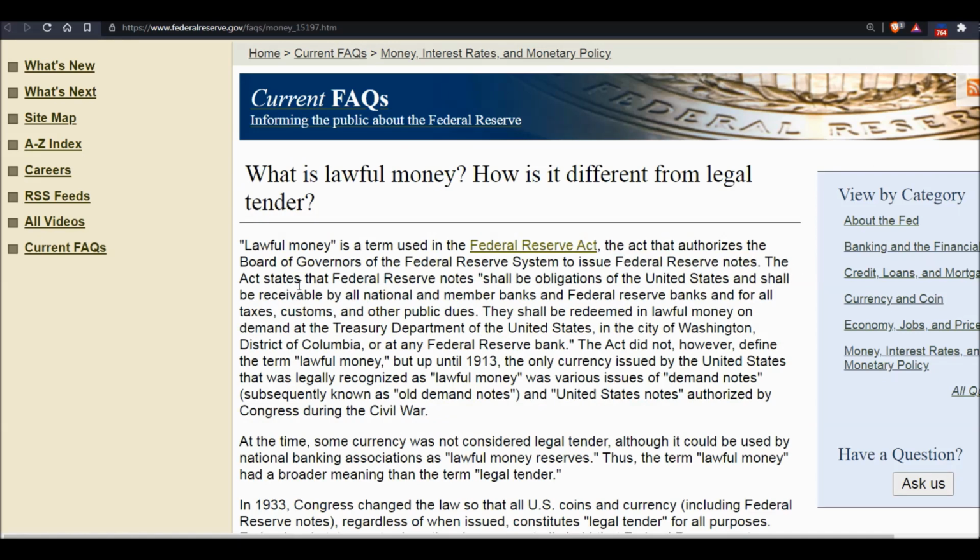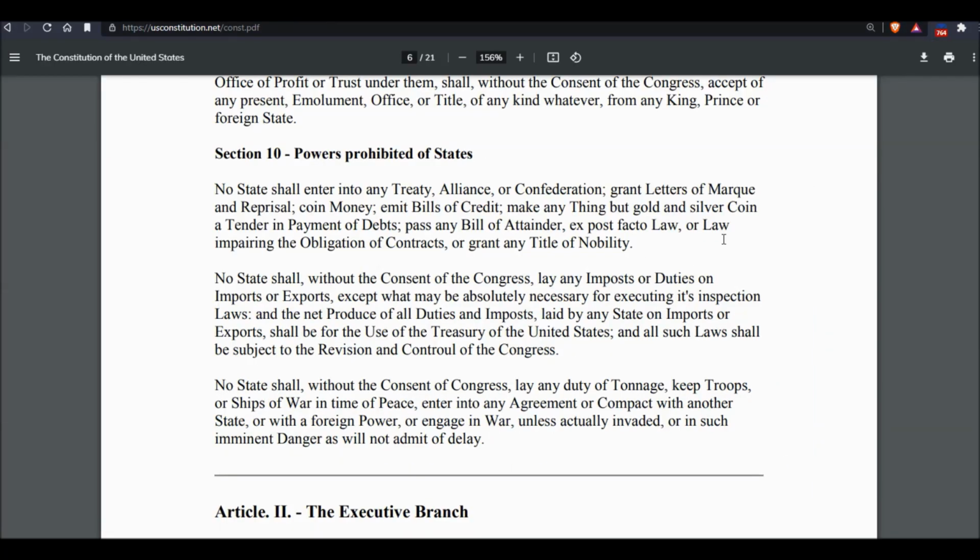It goes on to say the act states that Federal Reserve notes. Listen to this. The act states that Federal Reserve notes, in quotes, shall be obligations of the United States. Federal Reserve notes shall be obligations. Now, this is not the verbiage of the Constitution. This is the Federal Reserve Act governing their private properties and their creation. And it's saying this creation shall be the obligation of the United States. The Federal Reserve note is their private property that they've created based on the rights and obligations of contract.